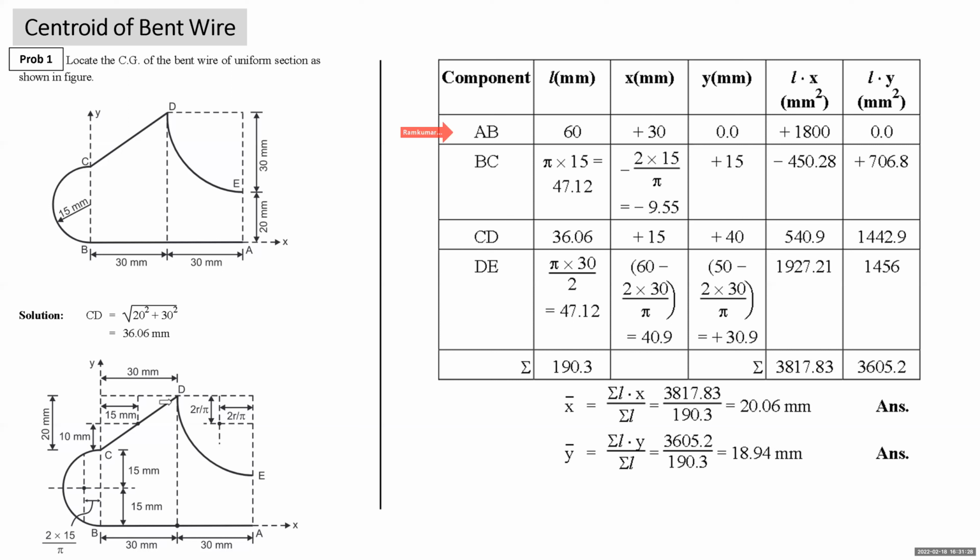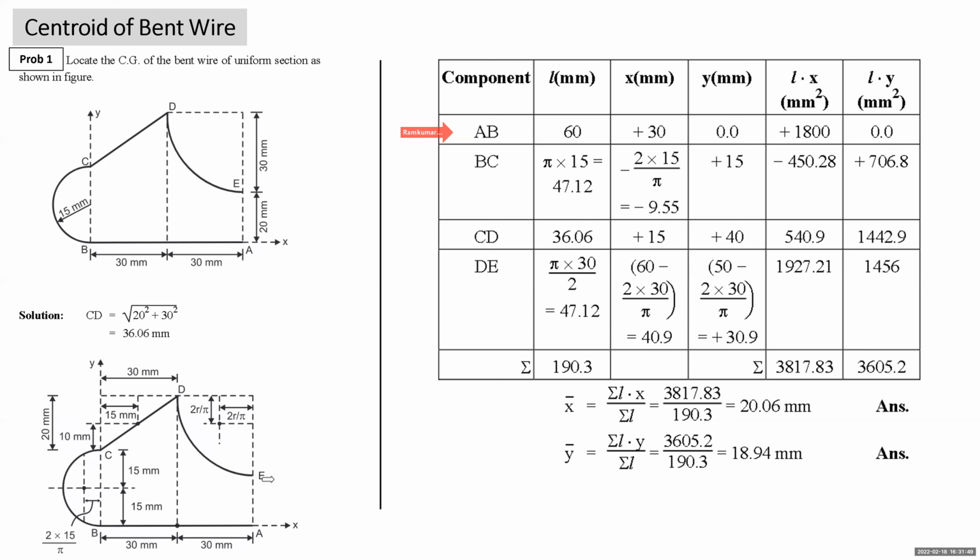Then we come to CD length. This we found it 36.06. Right, x coordinate is measured from y-axis. Centroid is right of y-axis by 15, so plus 15 is x coordinate. Y coordinate is measured from x-axis, so 15 plus 15, 30 plus 10 will be y coordinate, positive since it is above x-axis. Now length DE, quarter circular arc.